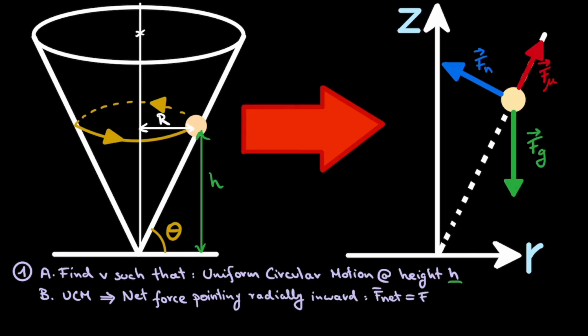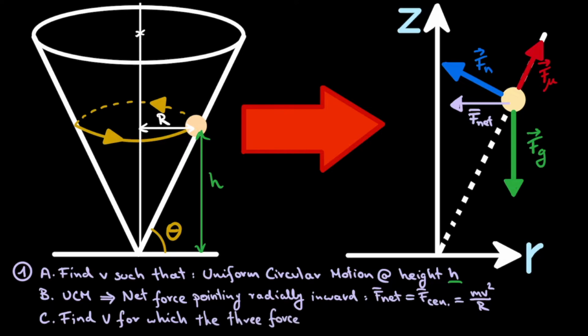of which we know the expression: the mass of the object multiplied by its velocity squared divided by the radius of the circular motion. Then, taking a and b together, we conclude that we need to find the velocity of our object such that the sum of the three forces that we identified on our object results in a radially inward pointing net force, which will be the centripetal force. With this strategy at hand, let's now solve this problem.